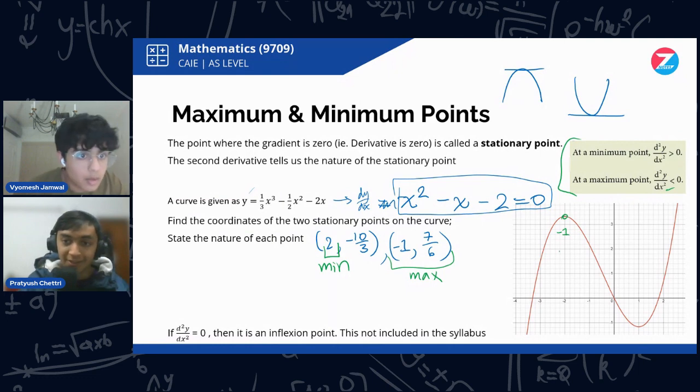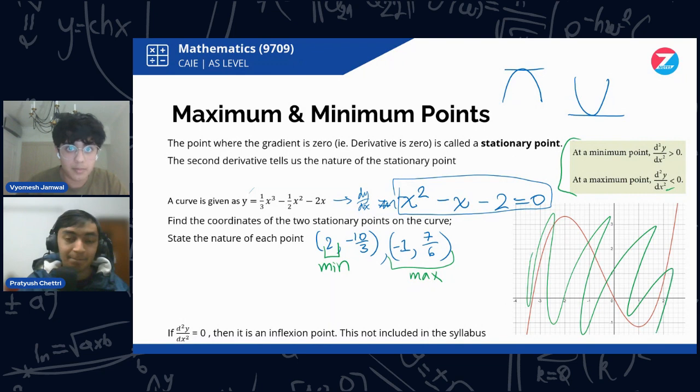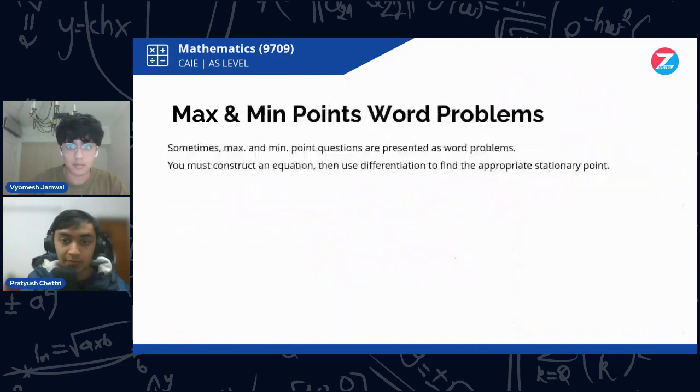Okay, just ignore the graph then. You can try this on your own in Desmos. You can make the line, plug this in, and then look at the stationary points. They will be these 2 points.